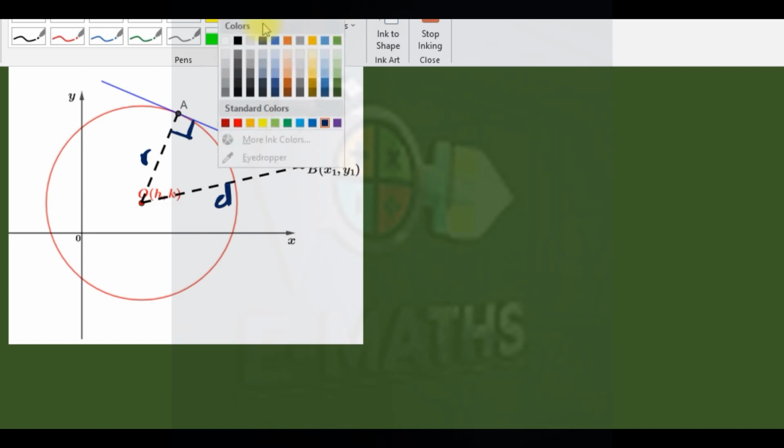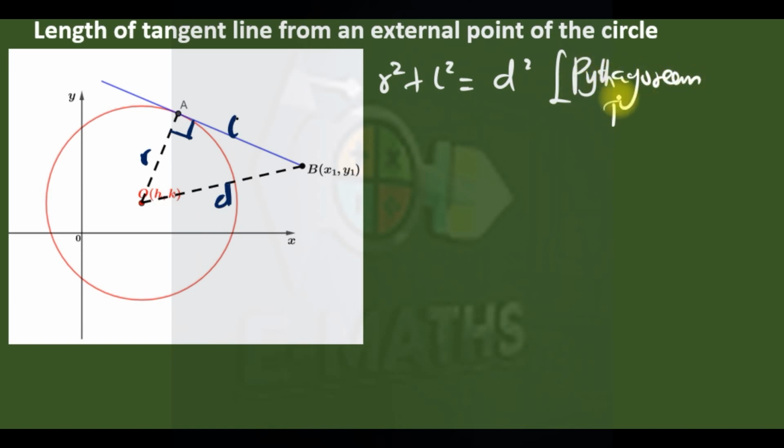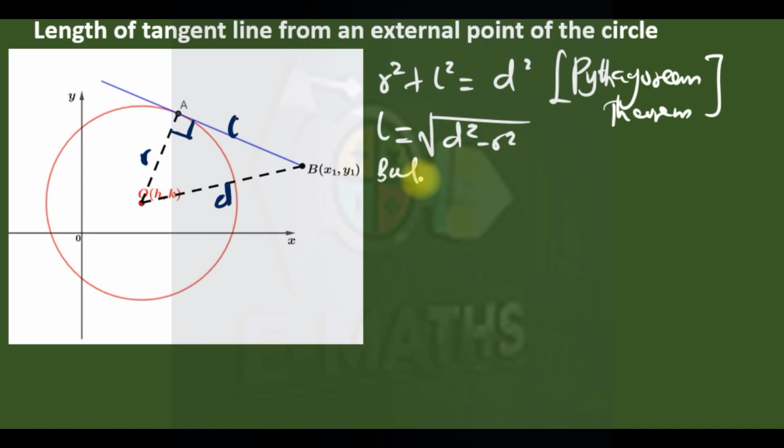So using the Pythagorean theorem, r squared plus l squared must give us d squared. That's the Pythagorean theorem. Our main aim is to find L. So L is now the square root of d squared minus r squared. But d is the distance between the center, with coordinates h, k, and the external point.